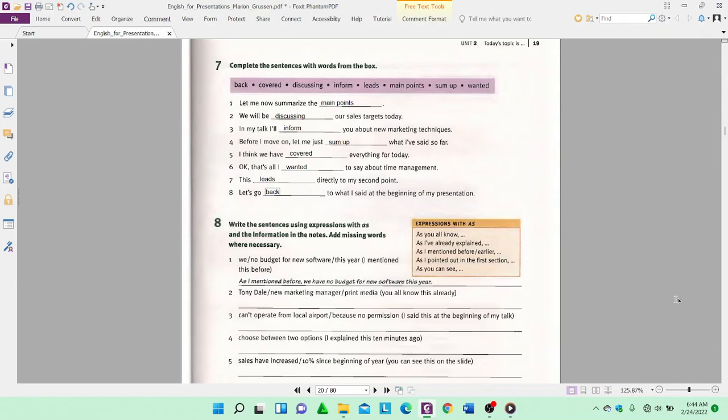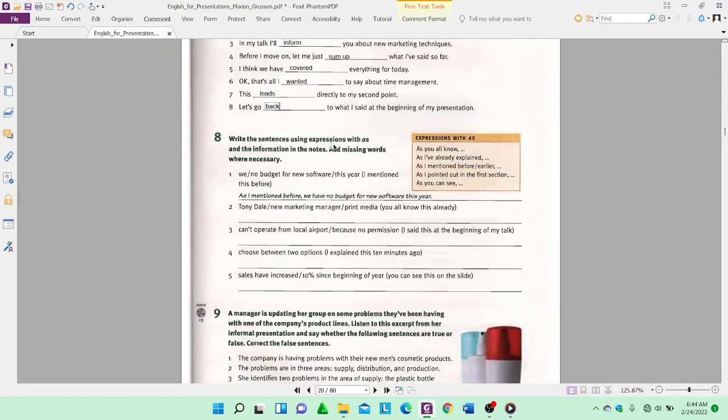Okay, good. If you don't know the meaning, you have to find it by yourself. You can use an online dictionary and you can find that. Don't forget to also practice the way to pronounce it. Okay, right. Number 8.